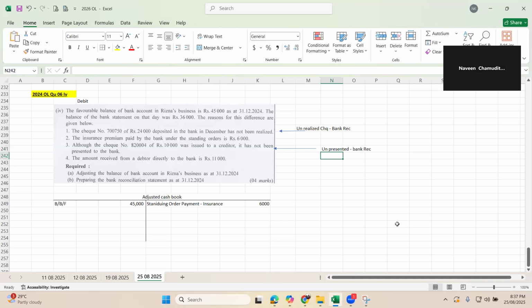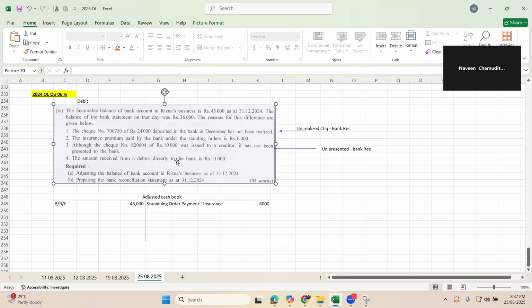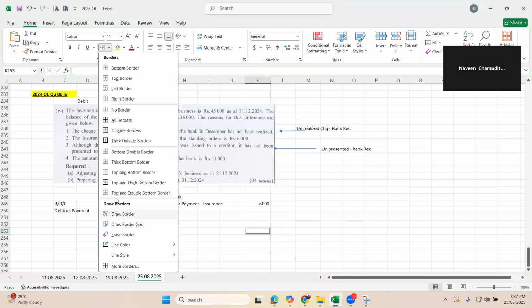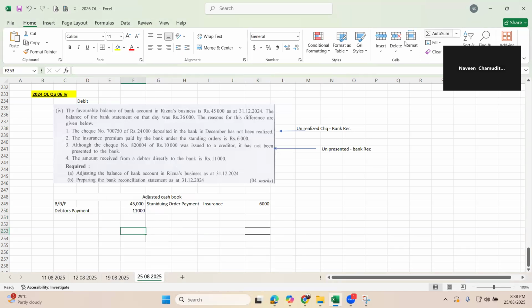Then the amount received from a debtor directly to the bank, 11,000. So this is an amount that has been received, not a payment. Debtor payment. So here is the debtor's payment, the amount received. It's not a payment. Received means it's a debit. So all the receipts are debit, payments are credited. Then you can easily get the closing balance of the adjusted cash book.